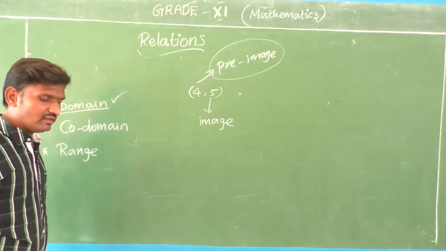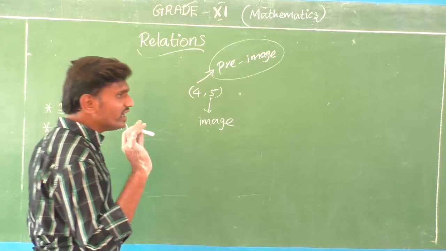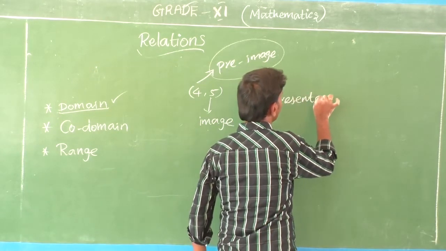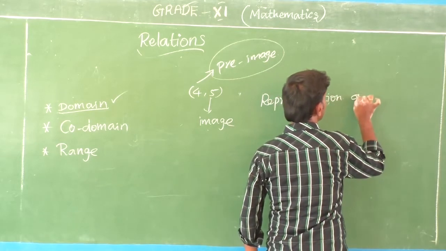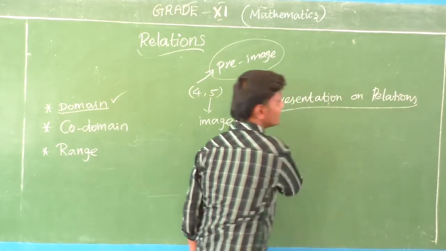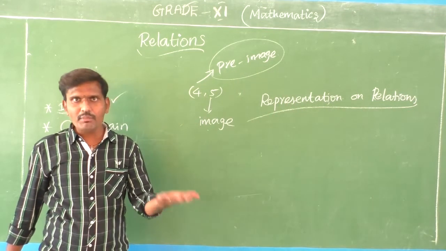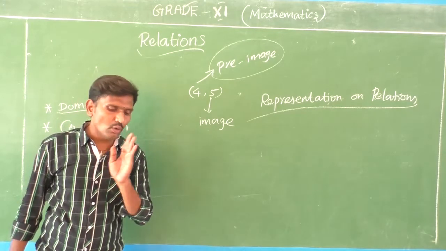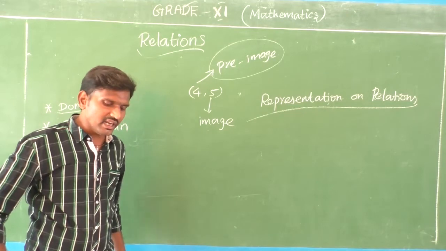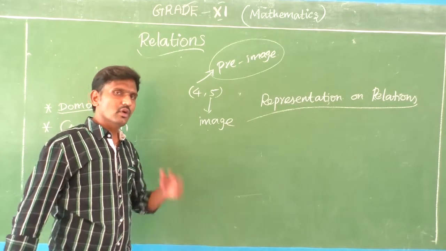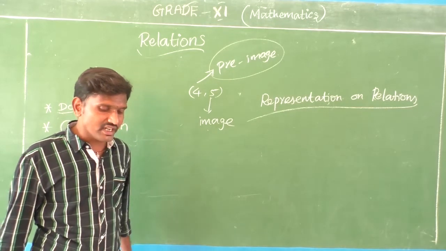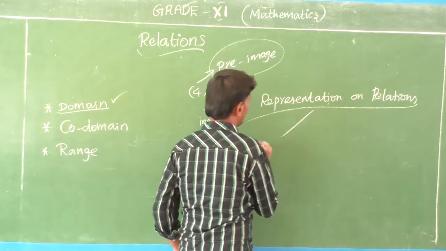And one more thing: how to represent a relation. Representation of relation. You already know how to represent a set, in set-builder form and roster form. Like that, a relation may be represented algebraically and graphically. Algebraically we have two methods, named roster form and set-builder form.